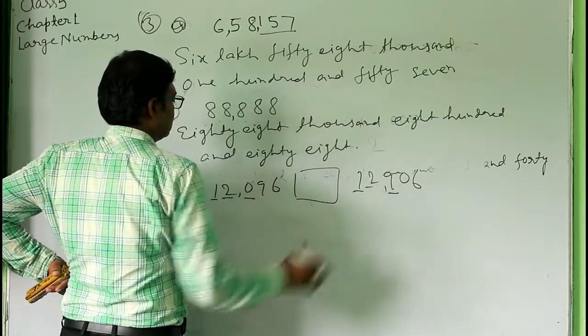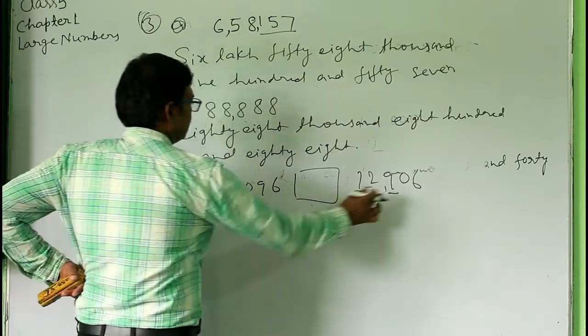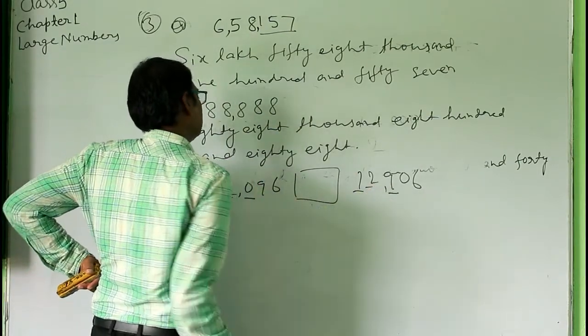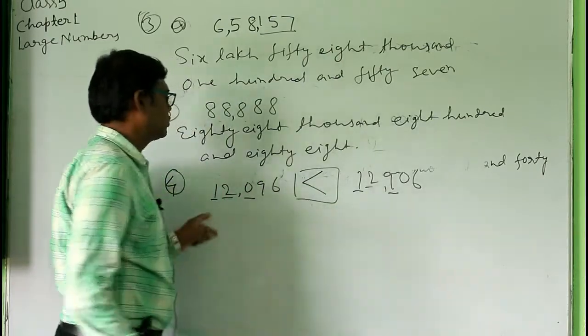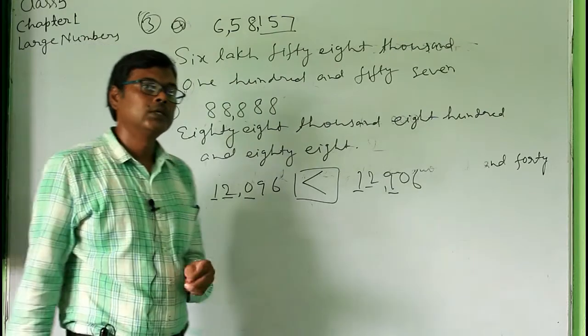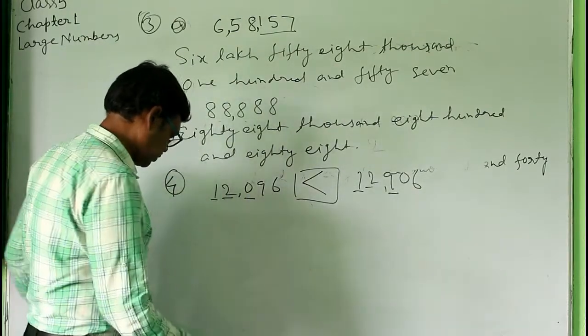Now here we can say that which is bigger here, 0 or 9? Your answer is 9 here. So it means that this number will be bigger than this number. So answer will be this in this case. So in this way we can find out which number is bigger or which number is smaller. Okay, and then you will solve other questions yourself.